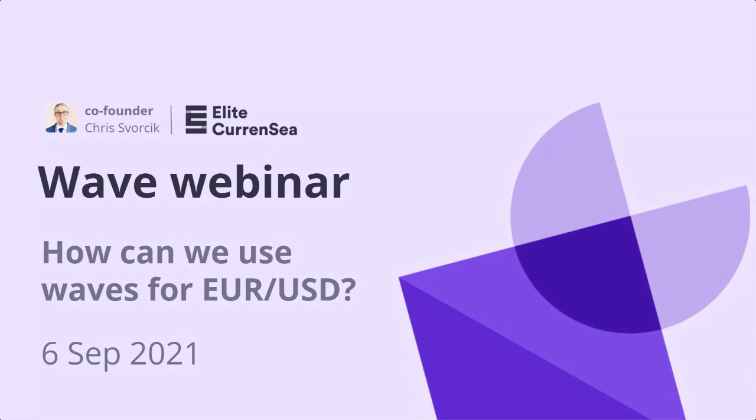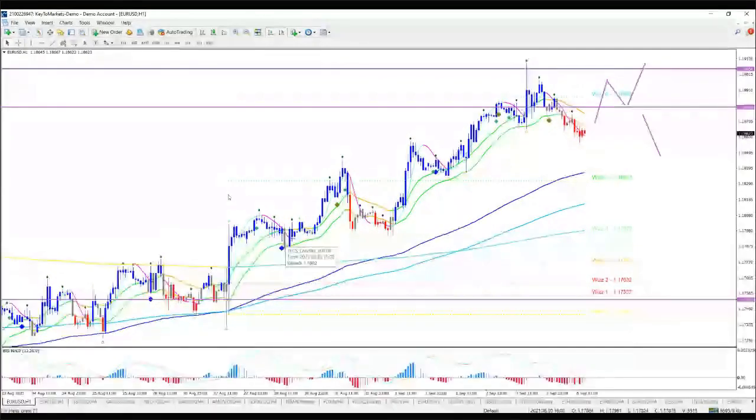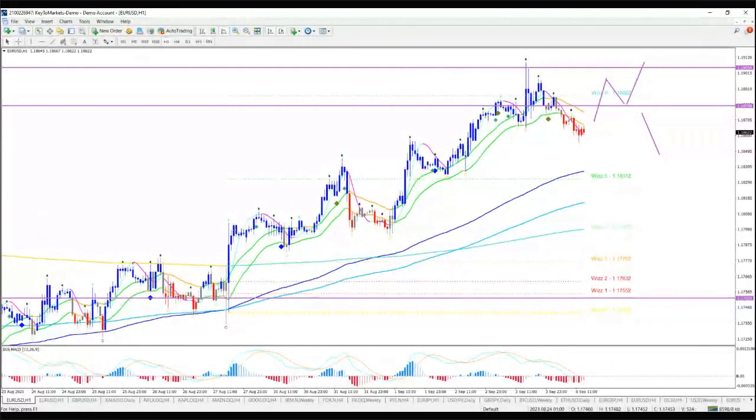Let me switch now to the live chart so we can take a look at that and use some practical examples for trading Elliott waves on the euro dollar. I think euro dollar as an instrument is an interesting one. I know it's of course a very common instrument, but I think it has advantages for trading purposes as well.